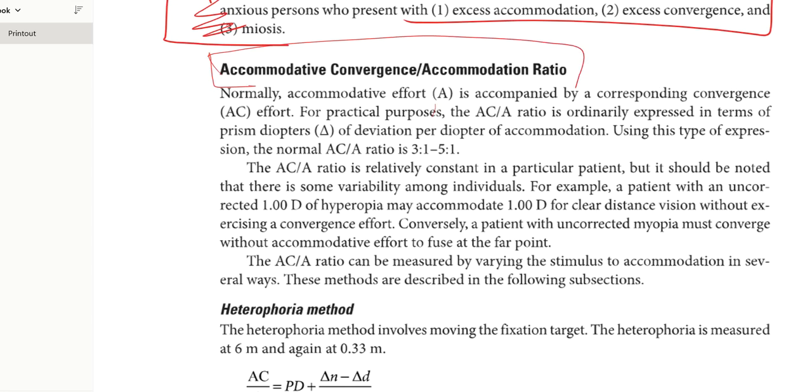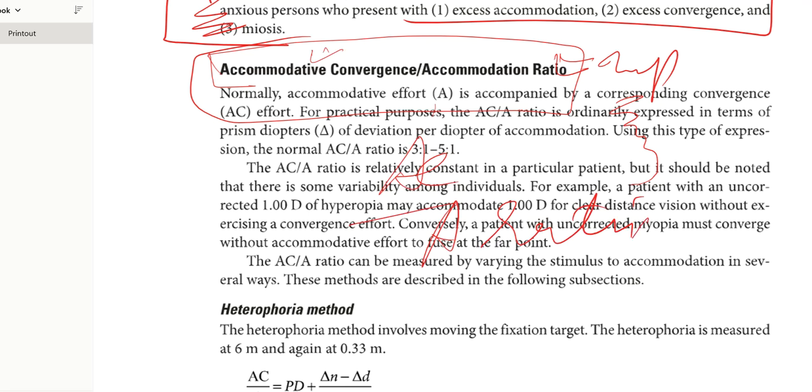The accommodative convergence to accommodation, the AC/A ratio, is important. Please read it. There was an MCQ in one attempt. There were two MCQs from this, the accommodative convergence over accommodation ratio. How to find that? Please read it.